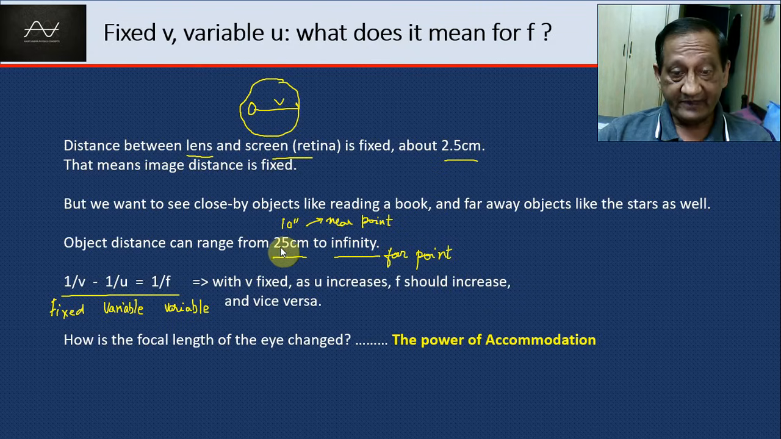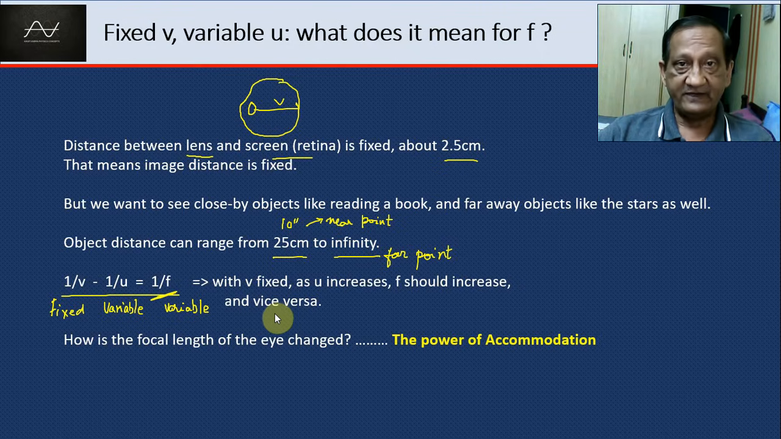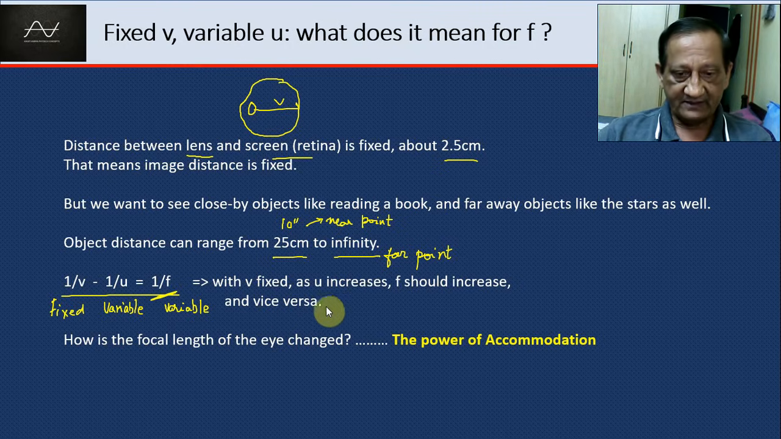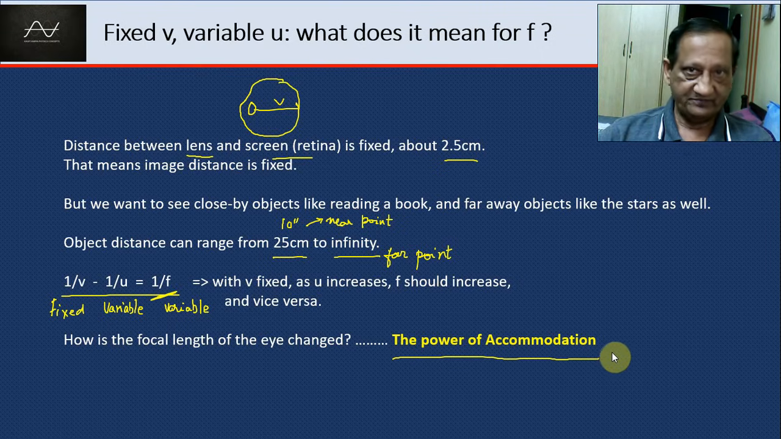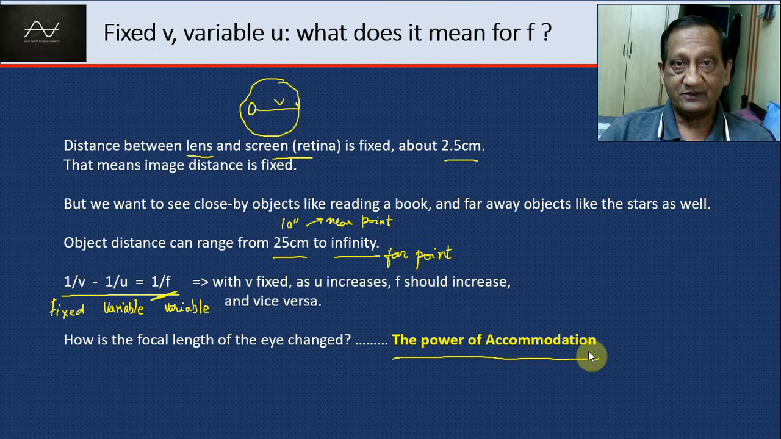Now the object can be anywhere from 25 centimeters to infinity. The focal length should be varied, and that is varied by altering the curvature of the lens, and that is done by the ciliary muscles. And this power is called the power of accommodation. And this happens automatically. You don't have to instruct the ciliary muscles to do anything.